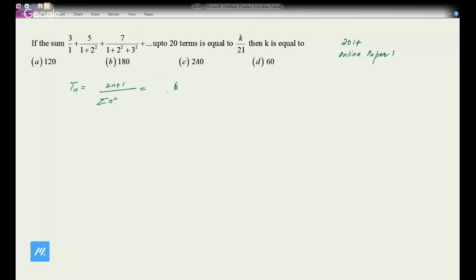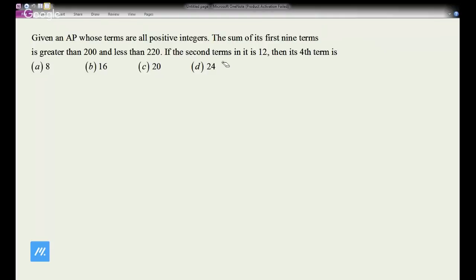ये कितना बन जाएगा, 6 divided by n into n+1. और ये तो फिर से क्या हो गया, V method से सॉल्व हो जाएगा. You can say basically partial fraction. अब V method का हो, partial fraction का हो, अब की बार दोनों ही बराबर है. Partial fraction because there are only 2 terms in the denominator. Next, guys.